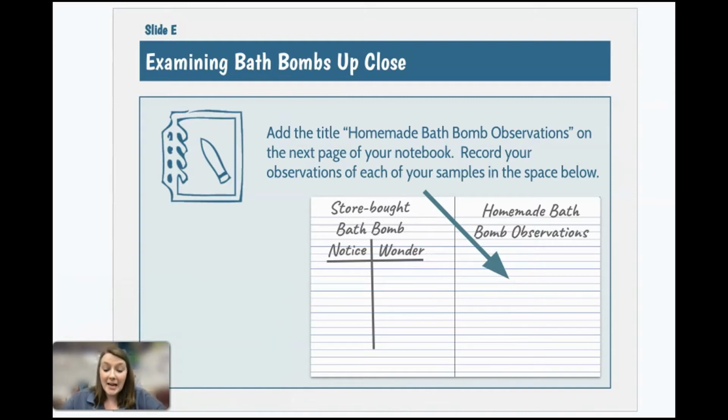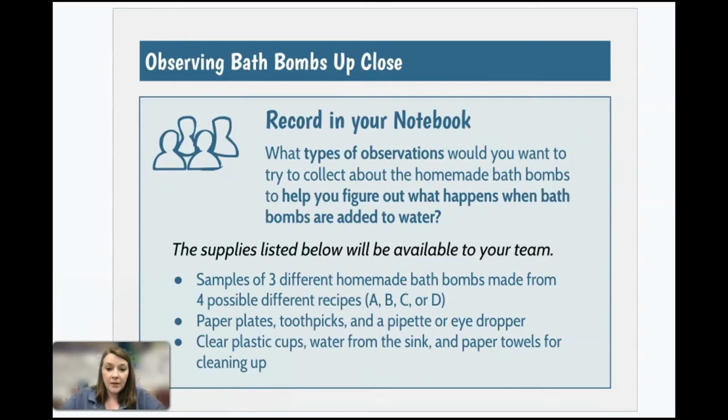So title the next page in your notebook or your scratch paper, Homemade Bath Bomb Observations. If we were in class, you would be given 3 different homemade bath bomb samples. I made 4 different recipes and some tools in order to make some observations about those bath bombs. So you'd be given paper plates, toothpicks, a pipette, those are the little plastic eyedroppers to add water, clear plastic cups, water from the sink, and paper towels for cleaning up.